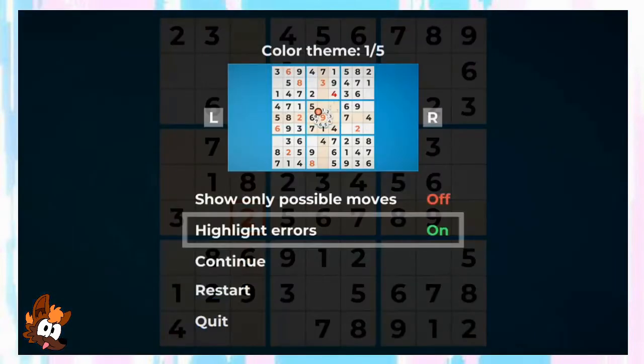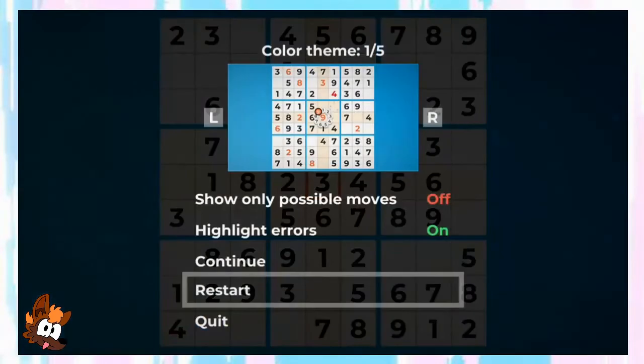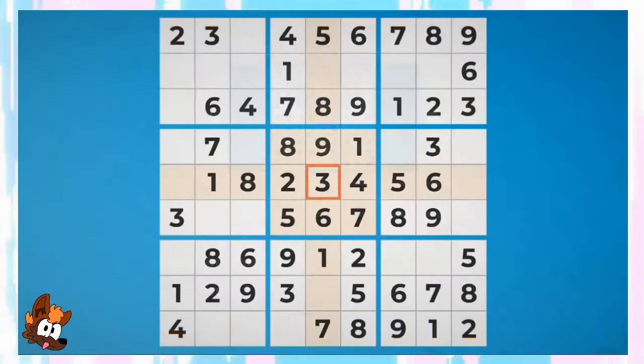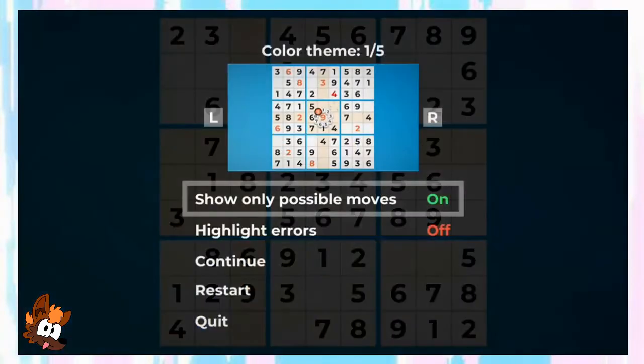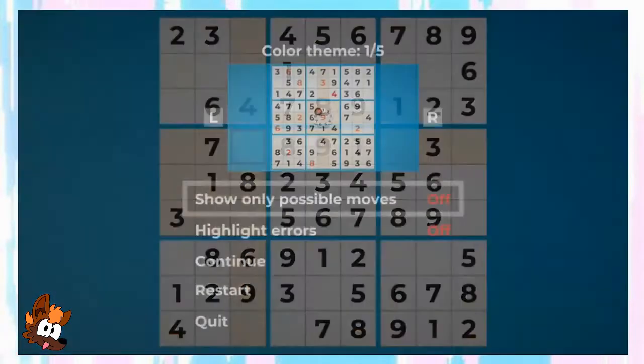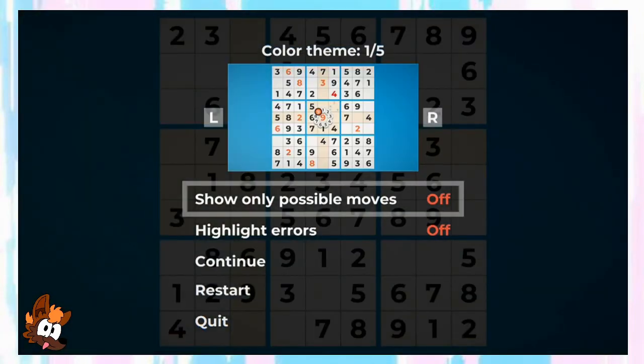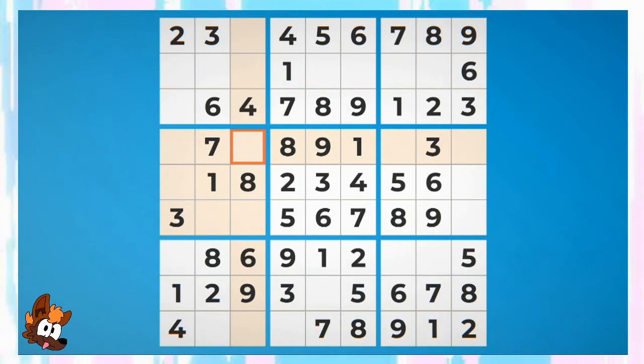But that is a mode that you can indeed have on, so I'm just going to restart it, and I'm going to get rid of highlight errors. It also does show only possible moves, so here, for example, it could only be a 2 or a 5, but again, I think that is cheating, so I'm only going to have those 2 off. It's a good way to learn things, though. Another little thing, can change the colour scheme. I like the normal colour scheme, though, so I'm sticking with the normal colour scheme.